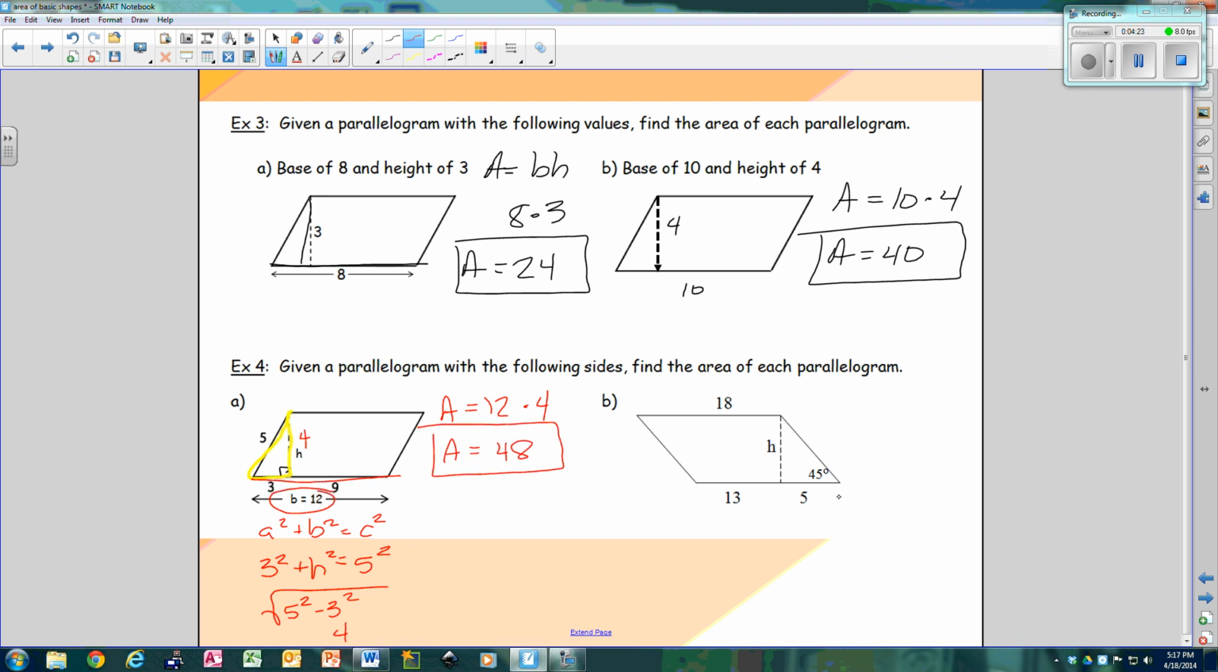And of course, don't forget those good old special right triangles. Your height has to be perpendicular. So if this is 45, then this angle up here is also 45. So that means this side is equivalent to this side. Well, if this is 5, then my height is 5. These two are my base together. They add up to 18. Area is base times height. 18 times 5 is 90.